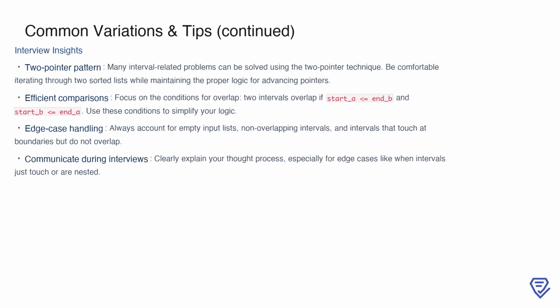Now, let's talk about some key insights to keep in mind during interviews. The two-pointer pattern is a powerful technique for solving interval-related problems efficiently. You should feel comfortable iterating through two sorted lists while managing the logic for advancing pointers correctly. It's also essential to focus on efficient comparisons. Remember, two intervals overlap if the start of one interval is less than or equal to the end of the other, and vice versa. These conditions are fundamental and can help you simplify your logic. Always account for edge cases, such as empty input lists, intervals that don't overlap at all, or those that only touch at their boundaries without overlapping.